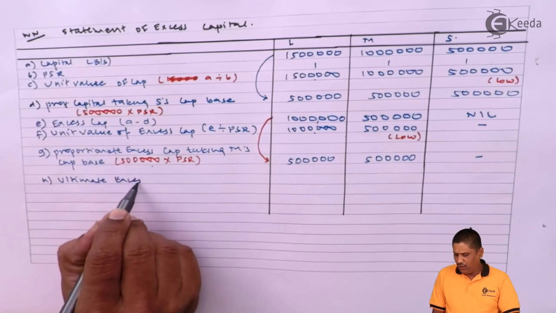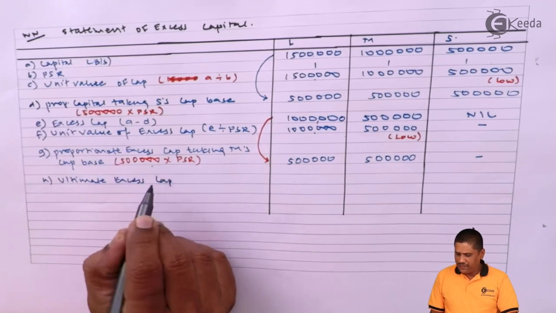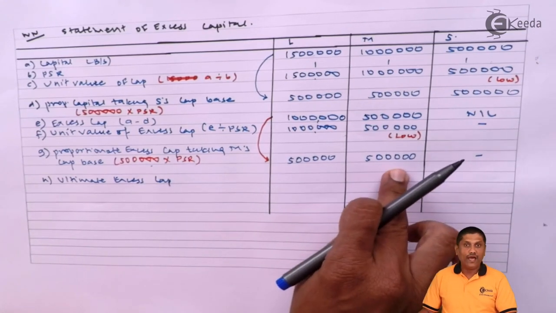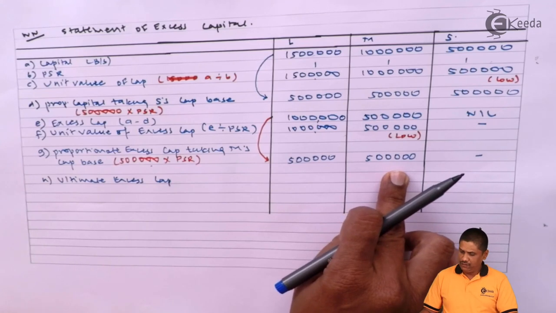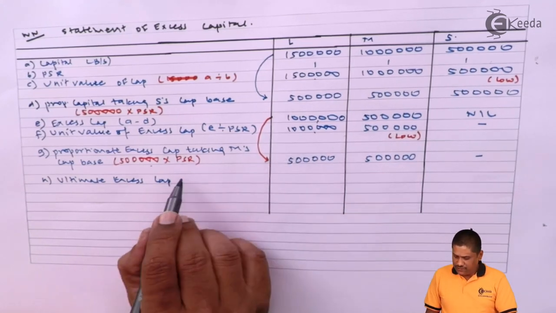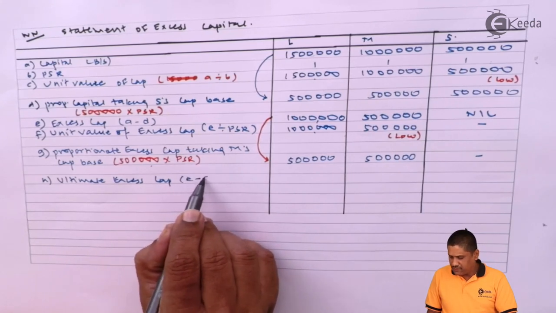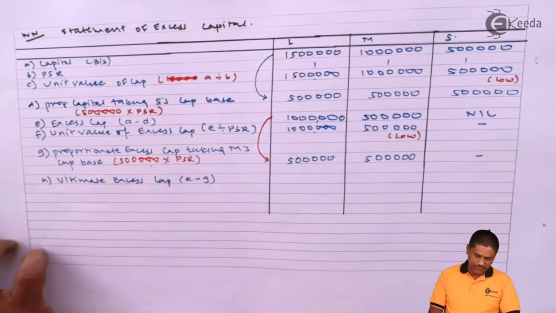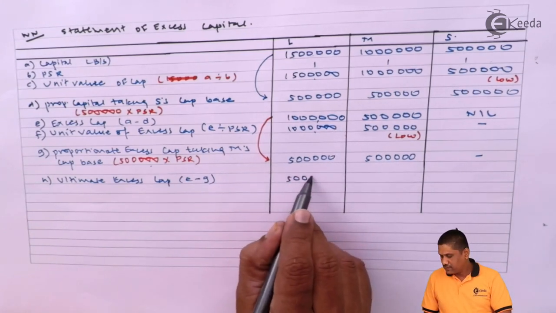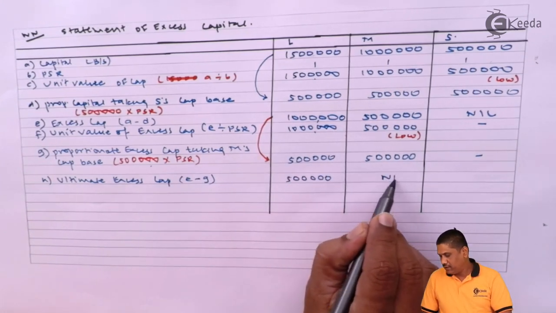Ultimate excess capital, obviously, who has been taken as a base here? M is taken as a base. So obviously, considering him as a base, he will not have excess capital. L will have excess capital, that is actual excess capital, that is E minus G. E minus G, if you can notice, it is 5 lakhs. And here it is nil.